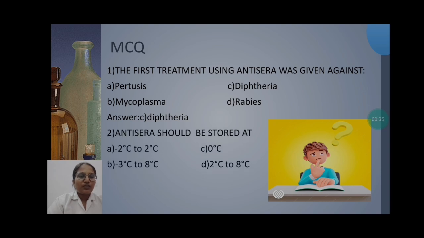Now the second question. At what temperature should the antisera be stored? Option A, -2 to 2 degrees Celsius. Option B, -3 to 8 degrees Celsius. Option C, 0 degrees Celsius. Or option D, 2 degrees Celsius to 8 degrees Celsius. Okay, so antisera is refrigerated at 2 degrees Celsius to 8 degrees Celsius. So the correct answer here is option D, 2 to 8 degrees Celsius.